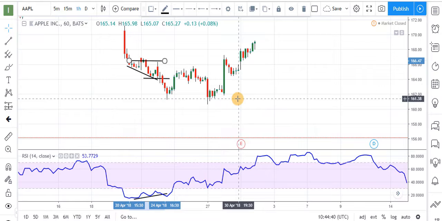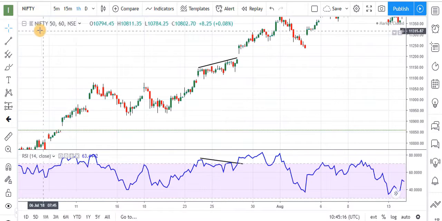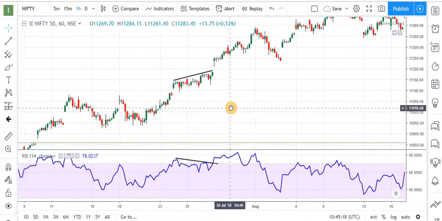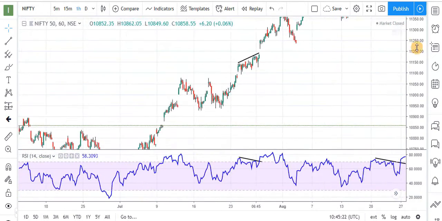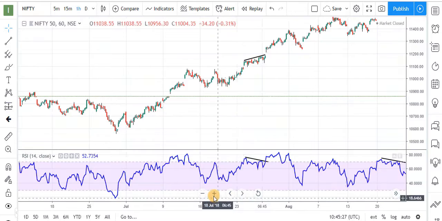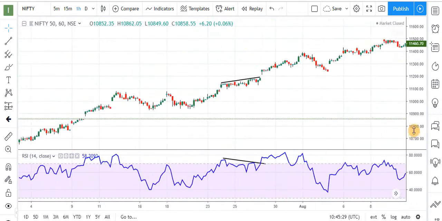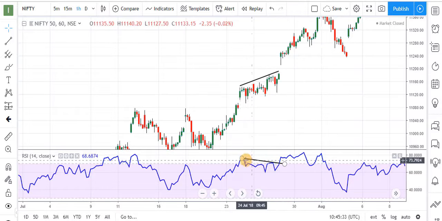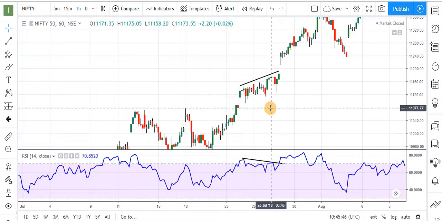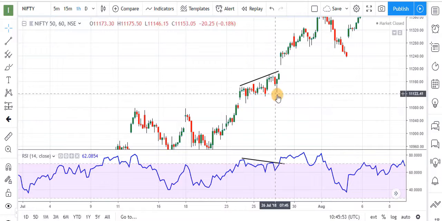We will take one more example to understand this. See, this is the early chart of Nifty 50. In this chart, the prices are in uptrend. See, the existing trend is uptrend, and at this level, prices are continuously moving in upward direction. See, but RSI peaks are giving us a negative divergence. So, when we get a negative divergence, it means we can expect a retracement in the prices.